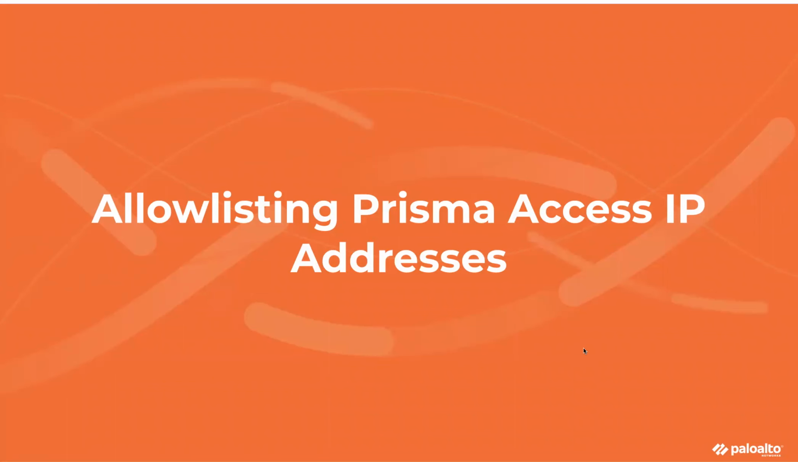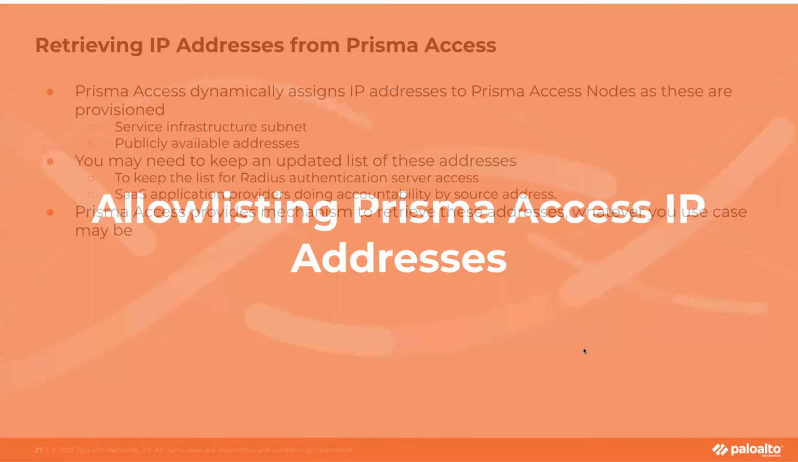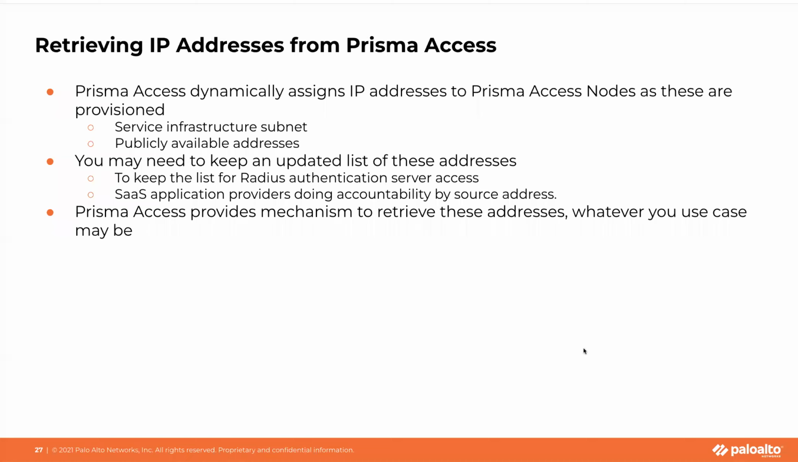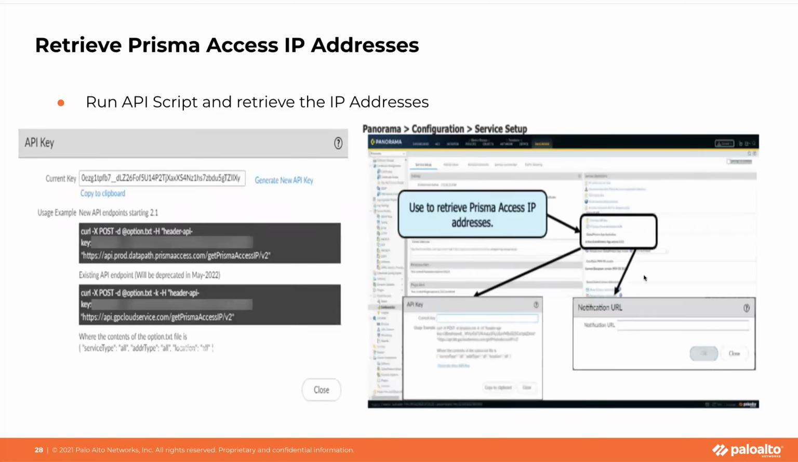Next, we're talking about allow listing Prisma Access IP addresses. Prisma Access dynamically assigns IP addresses to the Prisma Access nodes as they are provisioned, including service infrastructure subnet and public IP addresses. So you may need to keep an updated list of all of these IP addresses so that you can maintain the allow lists for your RADIUS authentication server, SaaS application providers, and so on.